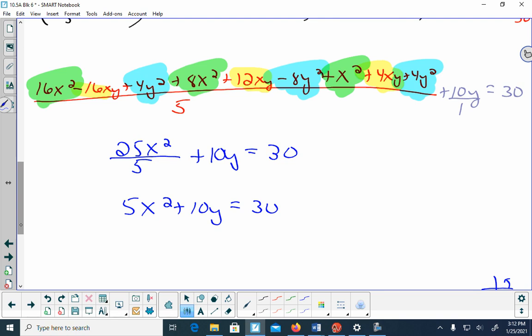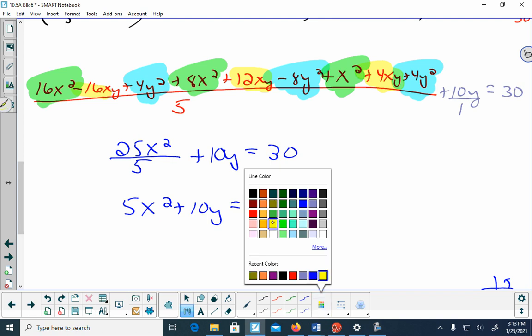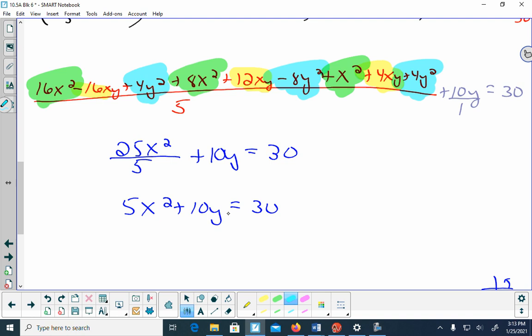I want to remember this, and I'm going to highlight this because in the next notes I want to come back to this part where I got to here. So we're going to highlight this. This is what I first got.